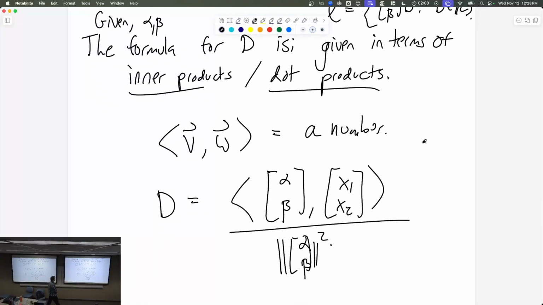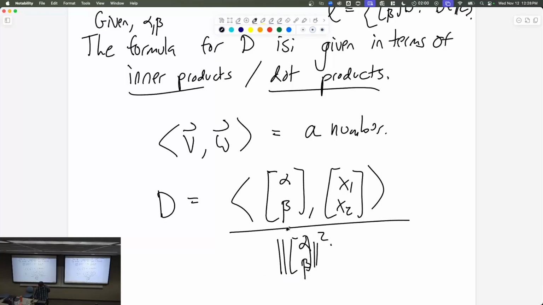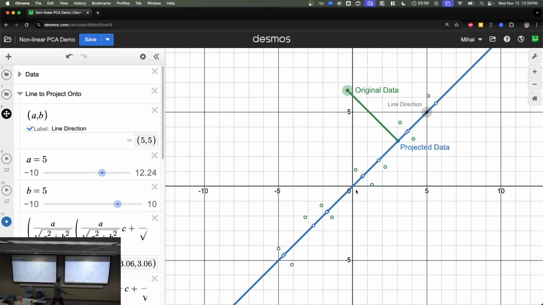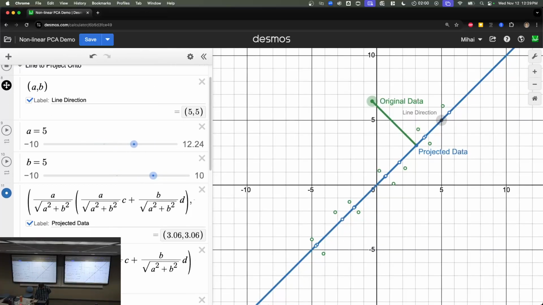If you look up the projection formula, it says to figure out how far over you should go, you take the inner product of x1 and x2 with alpha beta. Okay, that's very nice. You don't necessarily need to know the formula, but you do need to know the idea that we're taking the original data and we're smooshing it onto the line. Now, I can show the formula over here. Let me write down what this formula is.